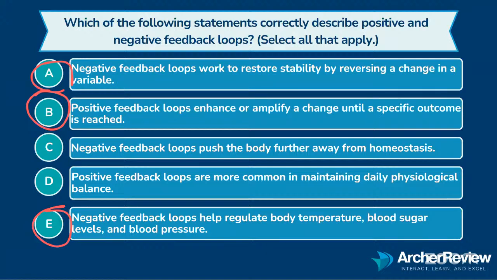All right, let's take a look at what's wrong with C and D. Negative feedback loops push the body farther away from homeostasis. That is the complete opposite of a negative feedback loop. Negative feedback loop's goal is homeostasis. So that is the opposite of it.